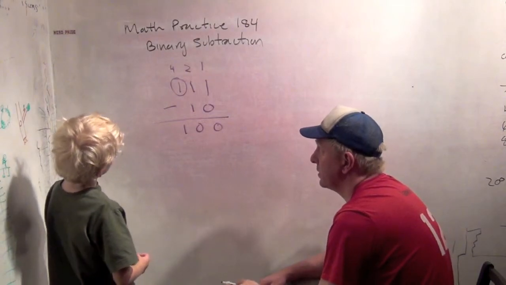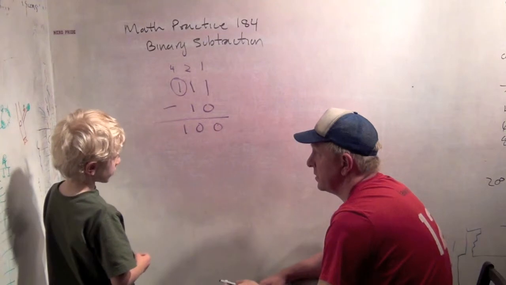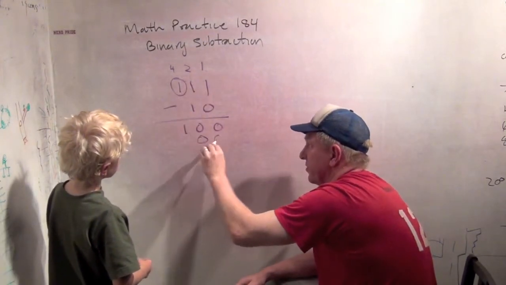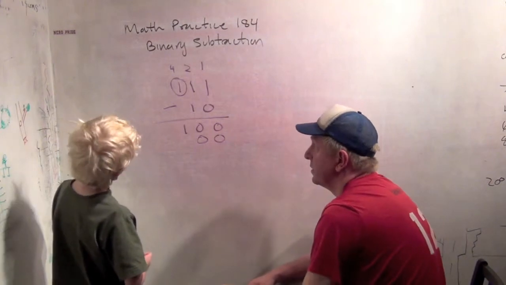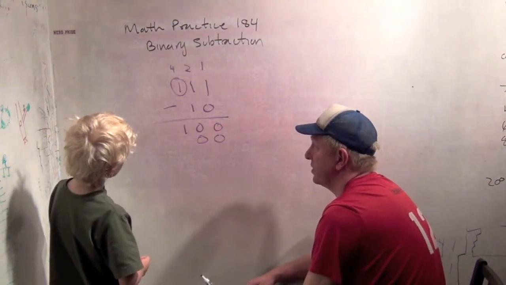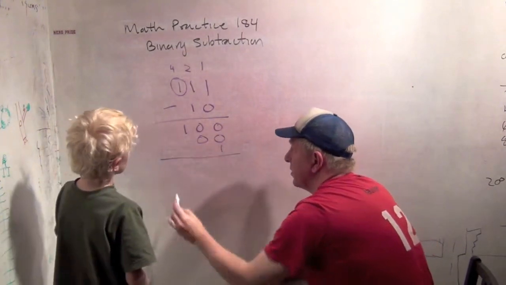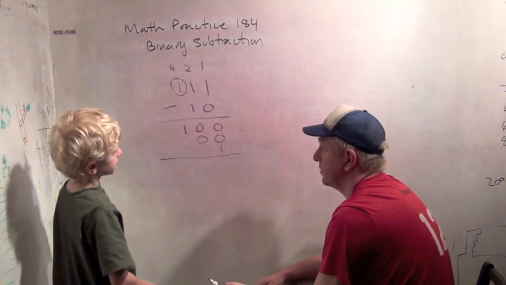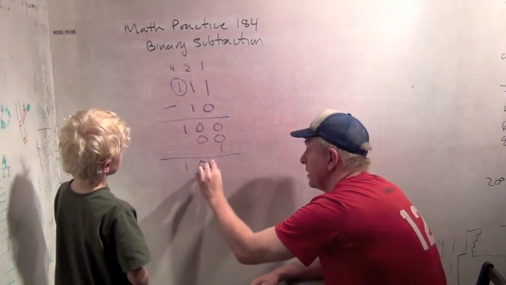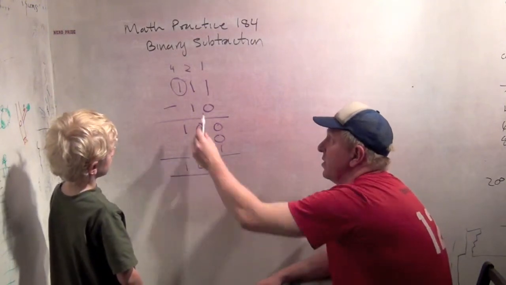Okay. Now we look at the middle digit, 1 minus 1, which is 0. I can just write 0. And now we can look at the ones digit. 1 minus 0 is 1. So what number do we get? We get 5. What binary number do we get? We get 101.